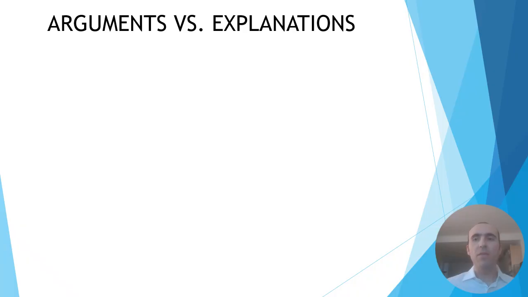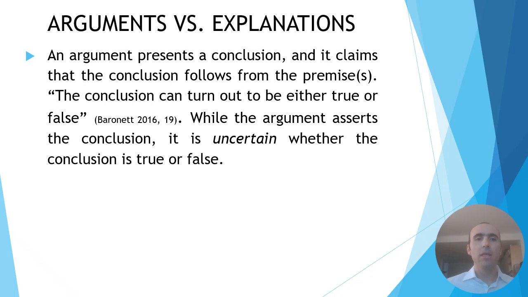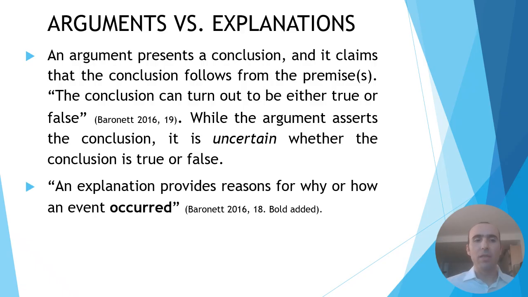To specify the difference between an argument and an explanation, remember that an argument presents a conclusion and it claims that the conclusion follows from the premise. The conclusion can turn out to be either true or false. While the argument asserts the conclusion, it is uncertain, and this is key, whether the conclusion is true or false.